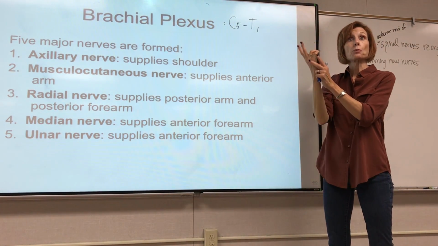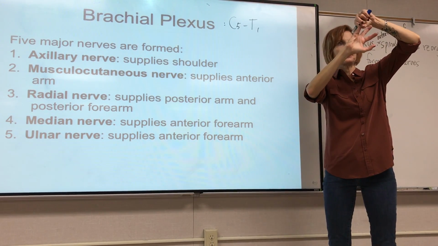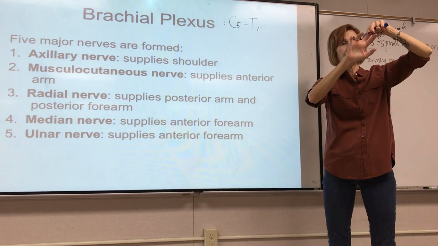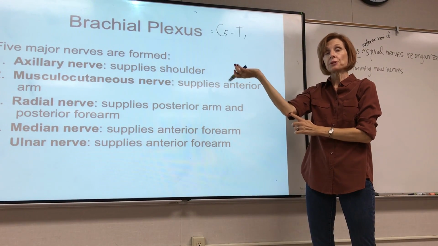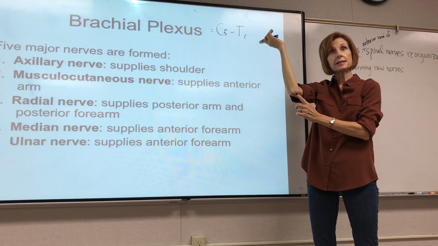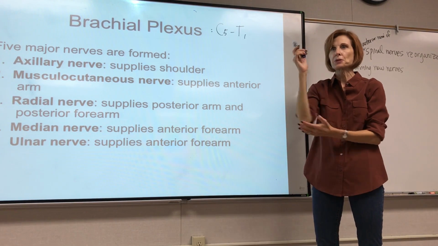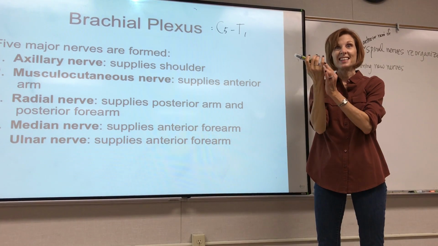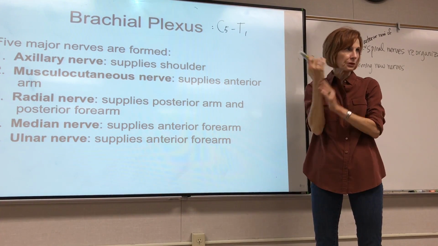The ulnar nerve is more medial, so it supplies the pinky and the ring finger, okay? The ulnar nerve actually travels between the medial epicondyle and the olecranon process. So this is the nerve that we feel when you hit your elbow. Sometimes you feel that tingling that we call the funny bone. That is the path of the ulnar nerve.